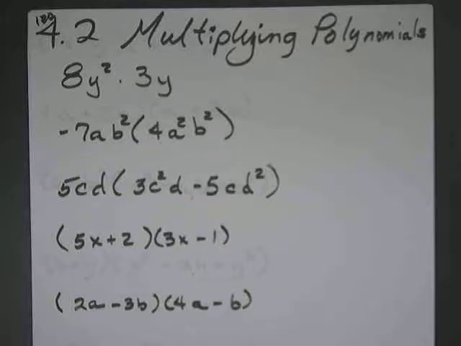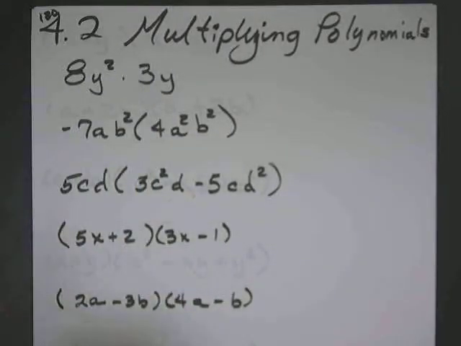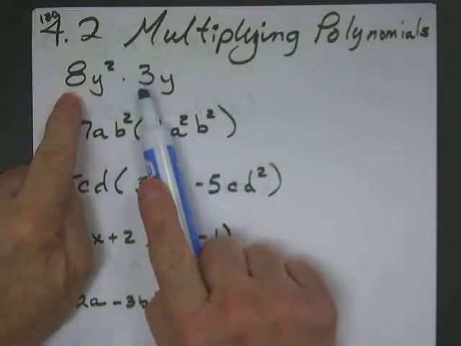Okay, 4.2, multiplying polynomials. Okay. You're going to multiply the coefficients here.